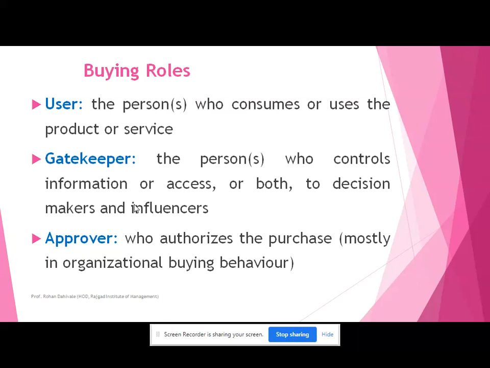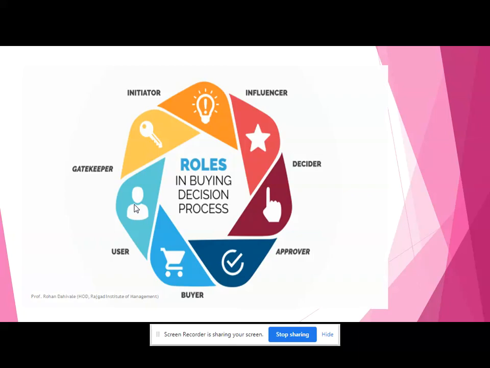In a traditional family, the mother often functions as a gatekeeper between the child and his exposure to the mass media and the purchases of toys or products. In an organization, the purchasing agent often acts as the gatekeeper between the end users and the vendor products and services. So again we will revise the various roles. The various roles include initiator, influencer, decider, approver, buyer, user, and gatekeeper.